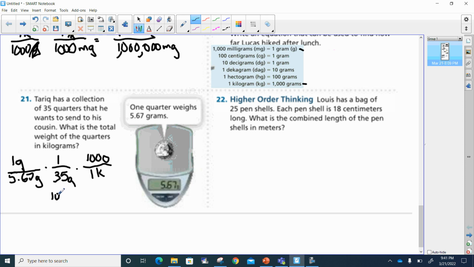1 times 1 times 1,000 will give us 1,000 on top. We're getting rid of the quarters. We're also getting rid of the grams. This was grams over here. We're getting rid of that and that. That'll leave nothing but kilograms, right? So his collection, which is 1, this would be 1,000, is 5.67 times 35.